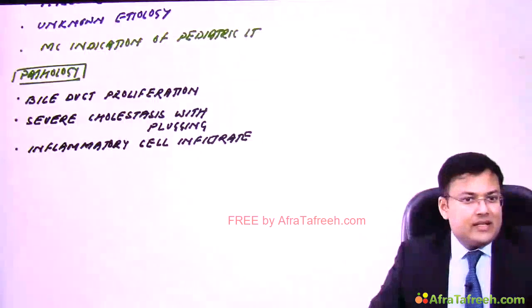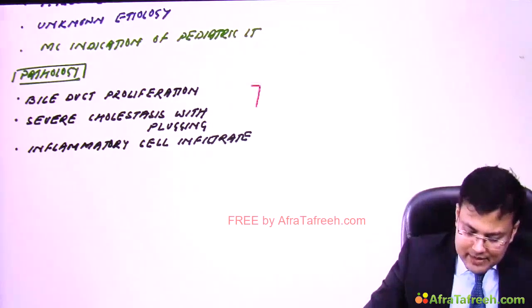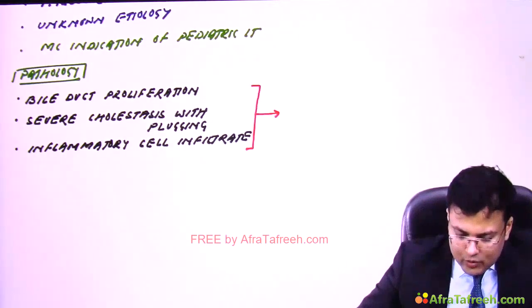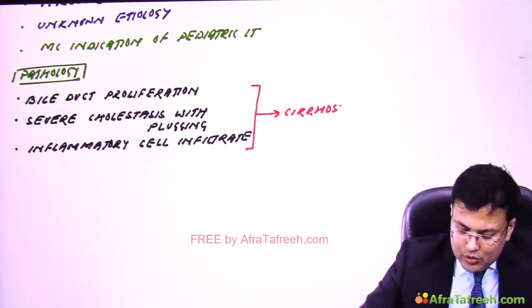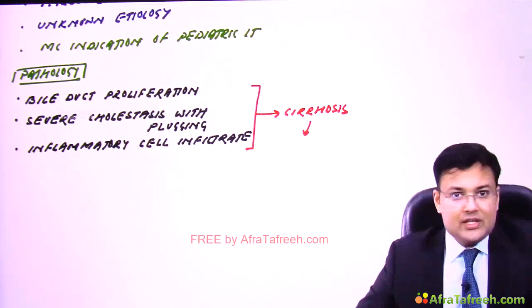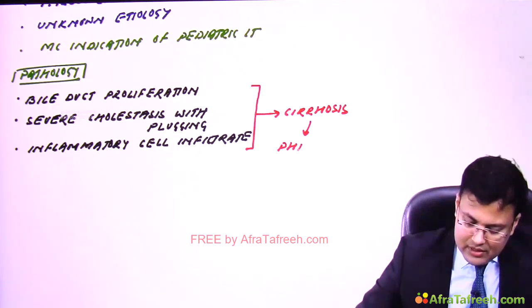So in biliary atresia, there is bile duct proliferation. There is severe cholestasis with plugging. And what happens? There is inflammatory cell infiltrate. And all these changes are going to progress to cirrhosis. And if the patient develops cirrhosis, further it can lead to portal hypertension and hepatic failure.